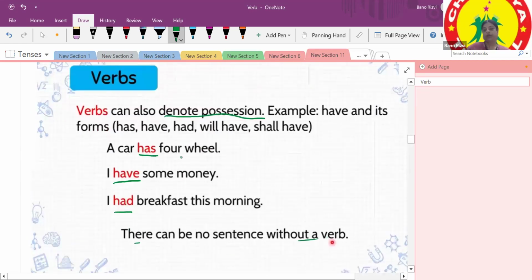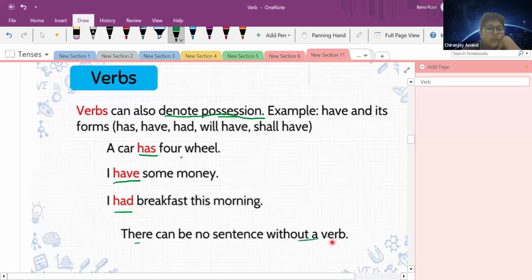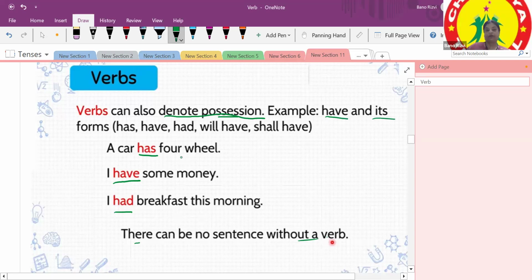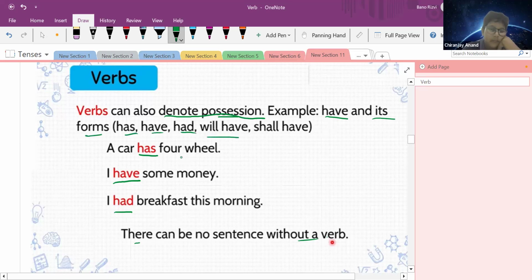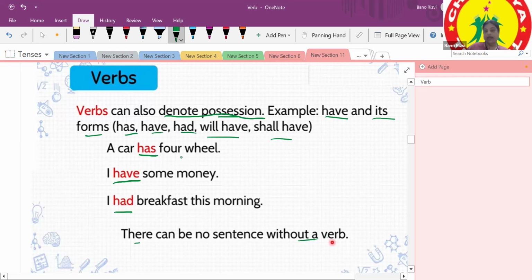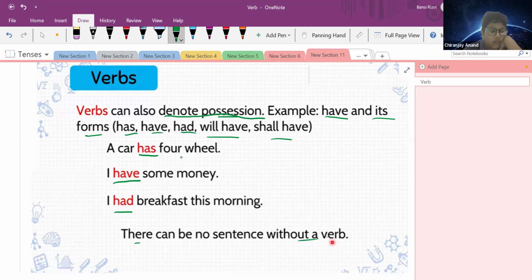Verbs denote possession. Possession means to possess something. That is "have". The other forms of have are has, have, had, will have, shall have. So a car has four wheels. I have some money. I had breakfast this morning. These denote possession.